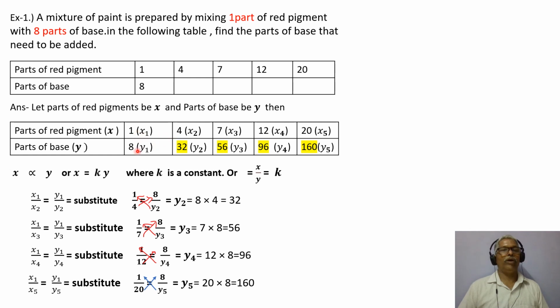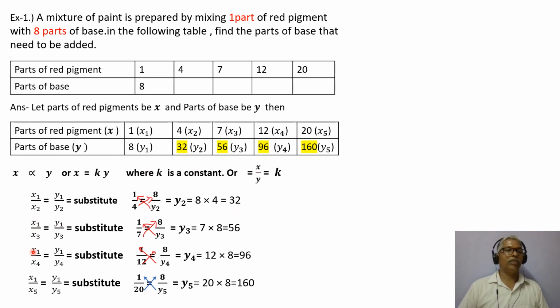x1 we have, x2 we have, y1 we have. So out of 4, 3 quantities we have, y2 we have to calculate. This is written after calculation, so don't consider this in the beginning. So substitute now x1, x2: 1 upon 4 equal to 8 upon y2, which we have to calculate. Now cross multiply. This will go there, this will go there. So y2 equals 8 into 4 is 32.